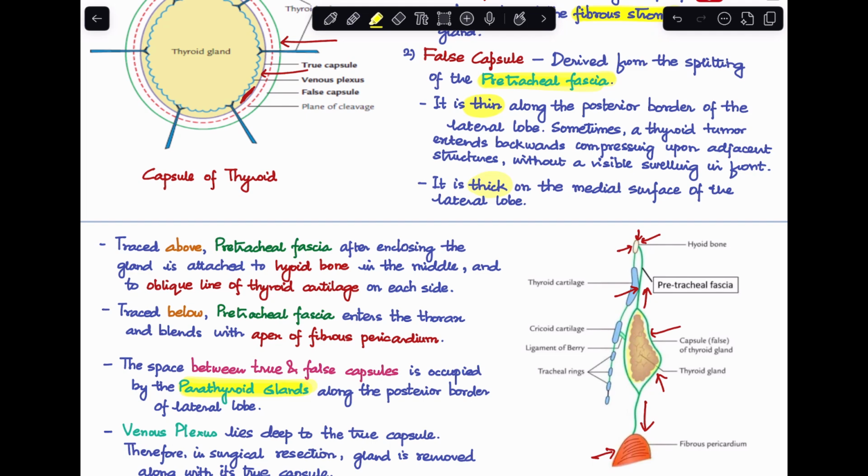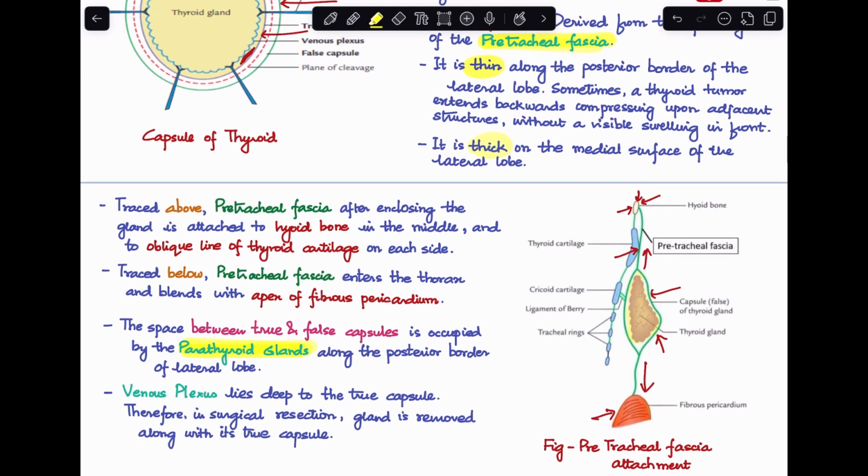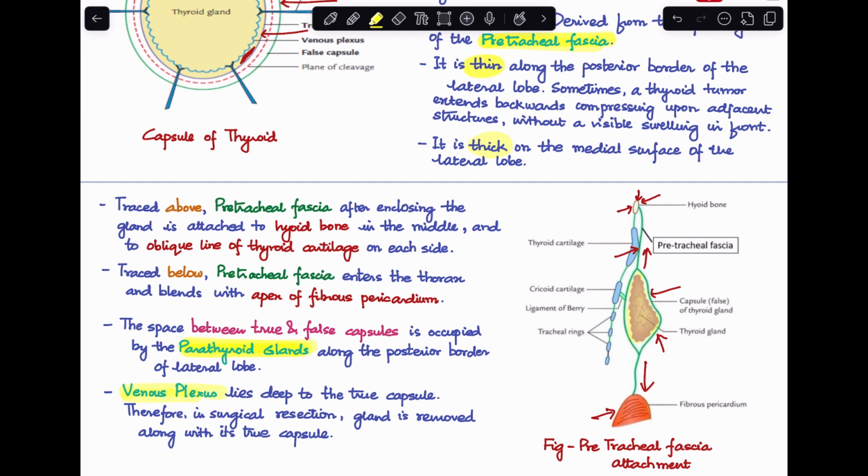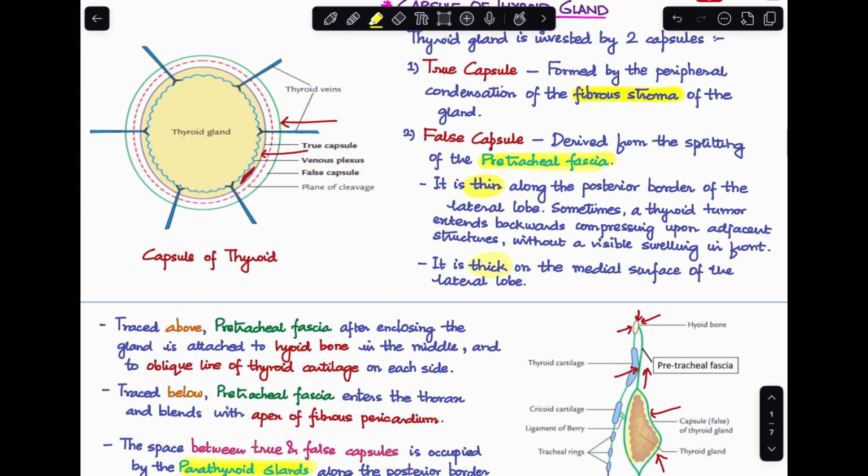So in between the true and false capsule lies the parathyroid glands. This is a very common question asked in anatomy in MBBS. In contrast to the prostate gland, in the thyroid gland we see that the venous plexus actually lies deep to the true capsule. If you see in the image here, this is the true capsule, and these venous plexus that we are able to see lie deep to the true capsule.